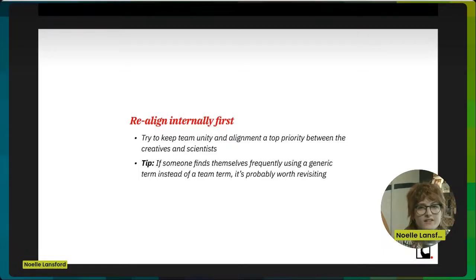So what I would recommend is actually realigning internally first. I think it's really tempting to see your consumer starting to do all these drifts, right? And you want to stamp them all out, like you're playing Whac-A-Mole. But you're putting out all the fires, right? But I think it's important to keep design system team unity top of mind, top priority, between creatives and scientists alike. And so I think a good rule of thumb for this is if somebody finds themselves frequently using a generic term instead of a team term, it's probably worth revisiting, right?